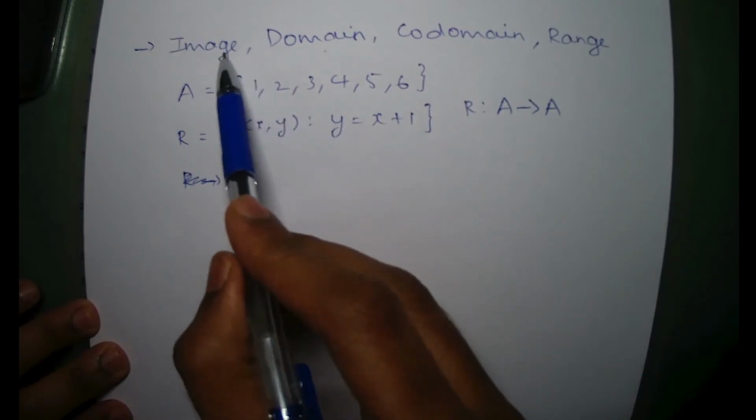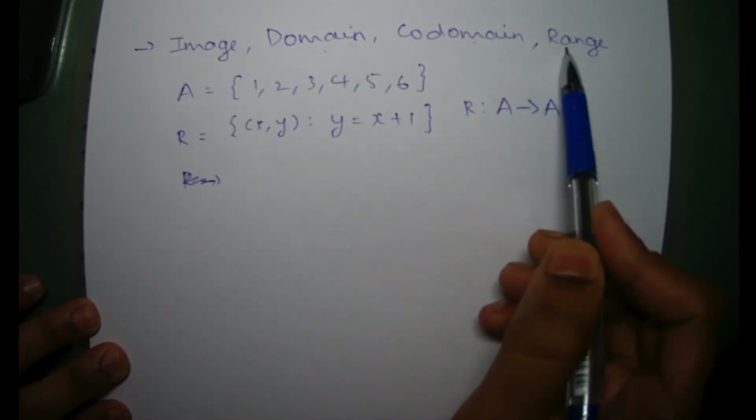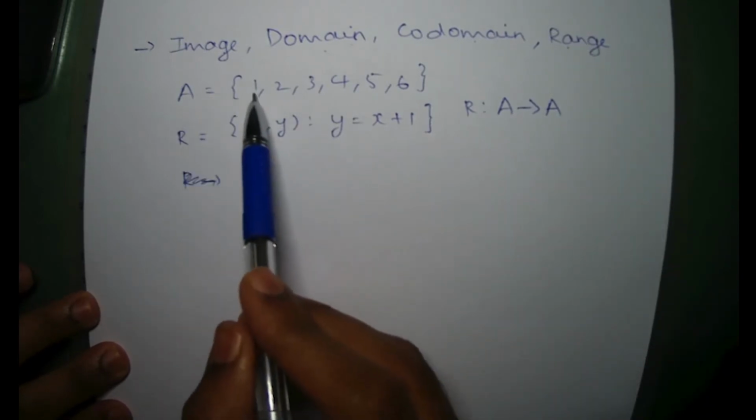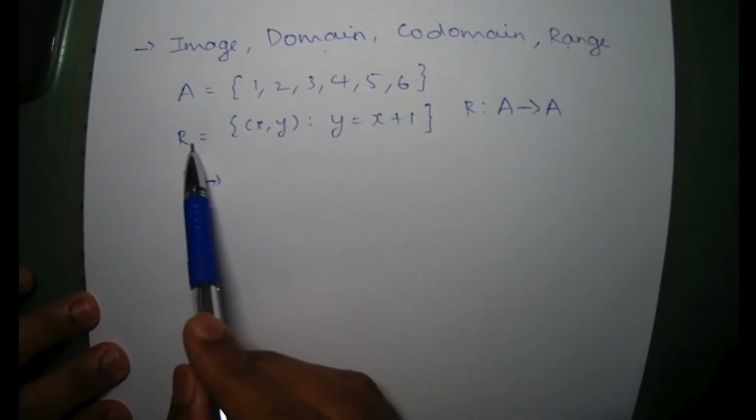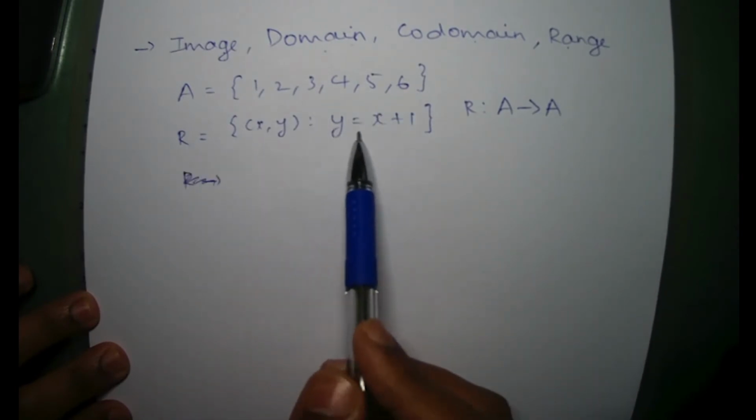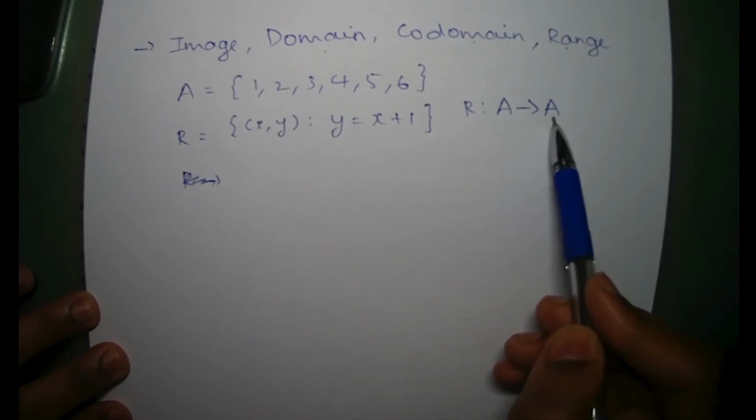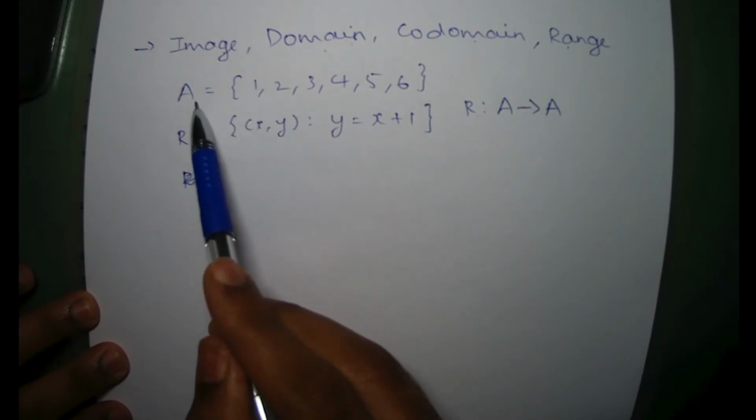topic. Those are image, domain, codomain and range. So to understand this, let's take another example. Let set A be 1, 2, 3, 4, 5 and 6. So we have relation R where (x, y), where y is x plus 1. So the relation is defined from set A to set A itself. So we have just one set, and this set is only used to define the relation.